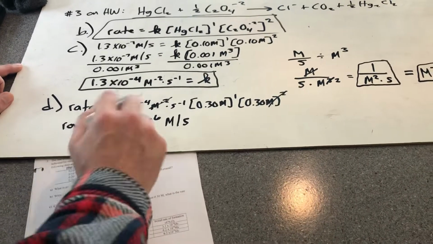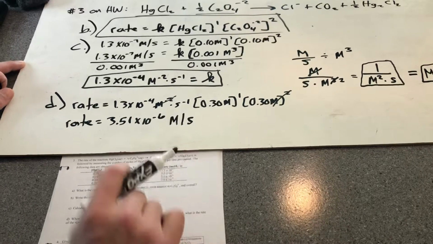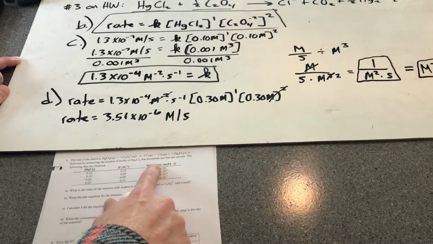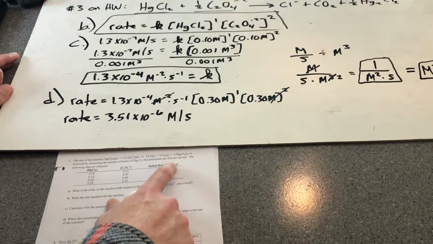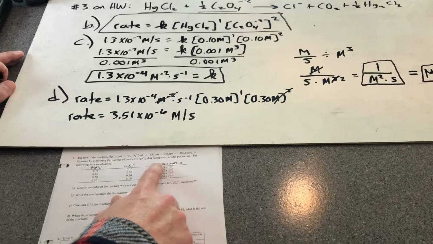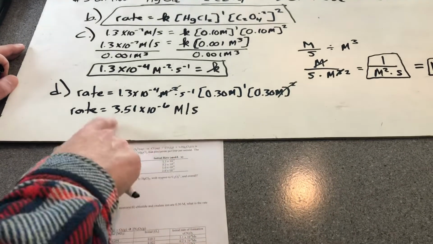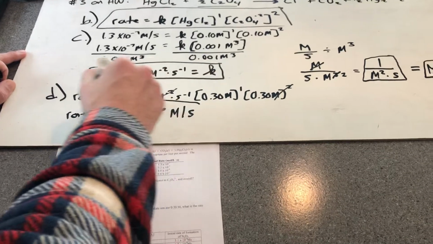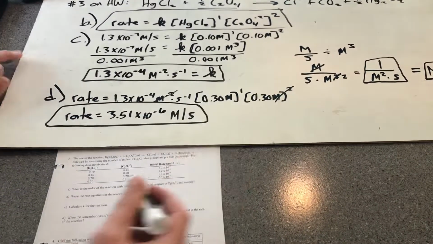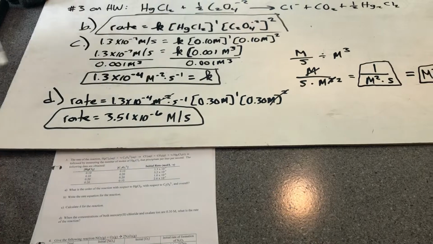Now, if you don't like figuring out what the units are for this one, a little trick or a shortcut is to just look at what the units on the rate were in the actual data table that was provided to you. The rate is given in molar per second. Therefore, we know that the rate has to come out in molar per second right here. And that's it for rate laws.